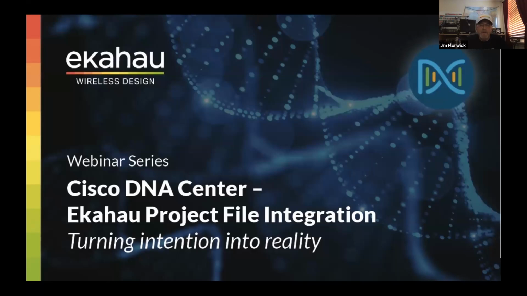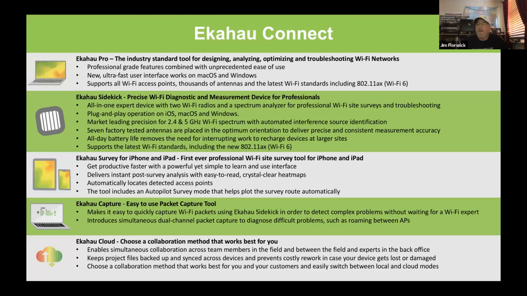One of the things I wanted to talk about is something that's pretty cool to me: the ability to fully integrate an Ekahau project file, which in the Cisco vernacular represents my intent for my RF network, into Cisco's DNA Center in an automated fashion, meaning I don't actually have to import all of that.